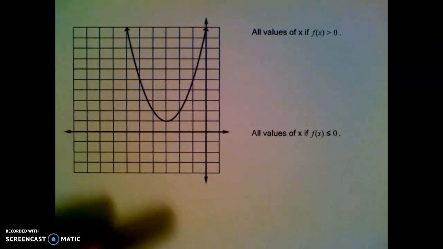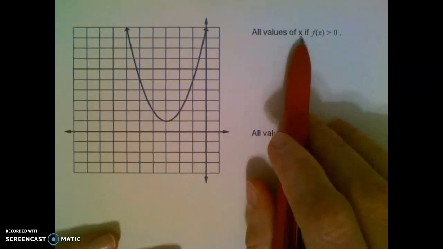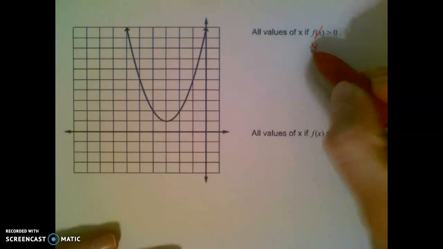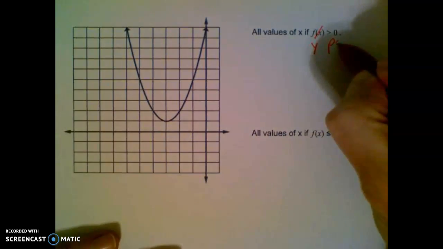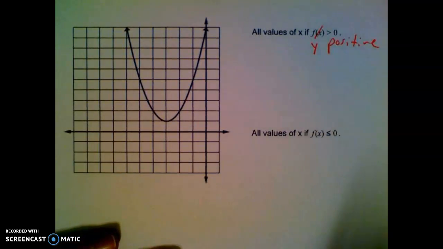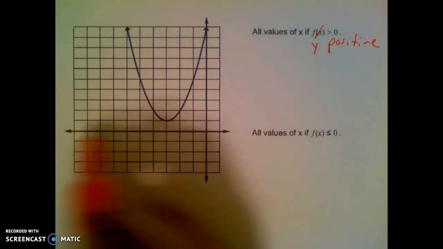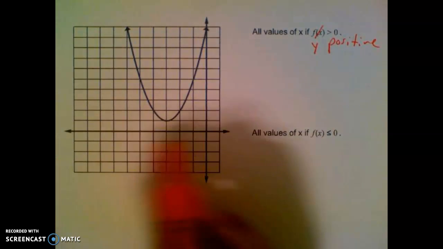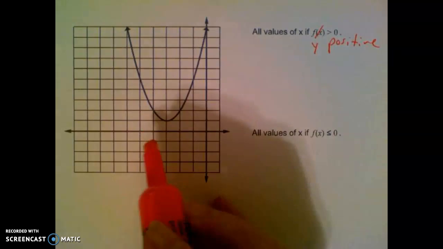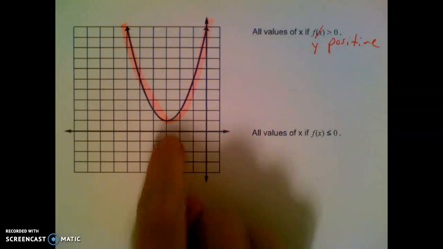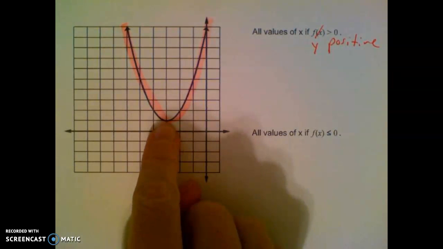All right, looking at our next example, all values of x if f of x is greater than 0. Again, f of x is y. Y greater than 0 means y is positive. So I'm asking, where is this graph above the x-axis? So you want to identify any points where it changes over, which there are none. It doesn't cross it. So where is it positive? Well, it's positive everywhere. Every single point is above the x-axis there.